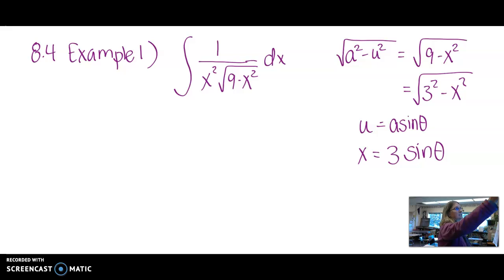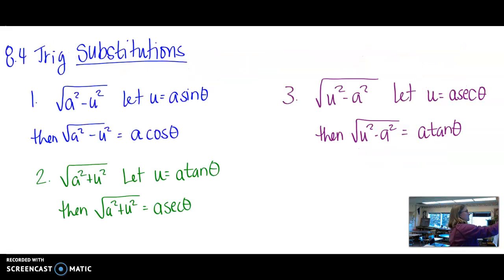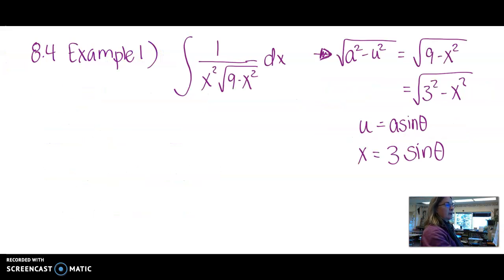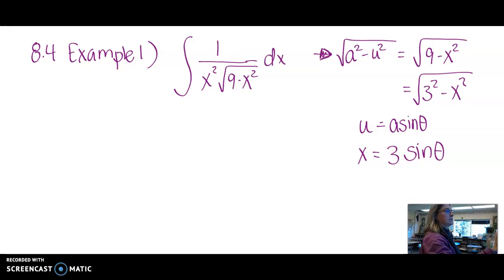And so what we have is a situation where you have a squared minus u squared. And so for this first substitution, you're going to let u equal a sine of theta. And if you watch that first video, plugging in u equals a sine of theta here, you end up with, after it's simplified, a cosine of theta. So we're going to use those two trig substitutions. And actually, you know what, I'll go through and show where that a cosine of theta comes from.